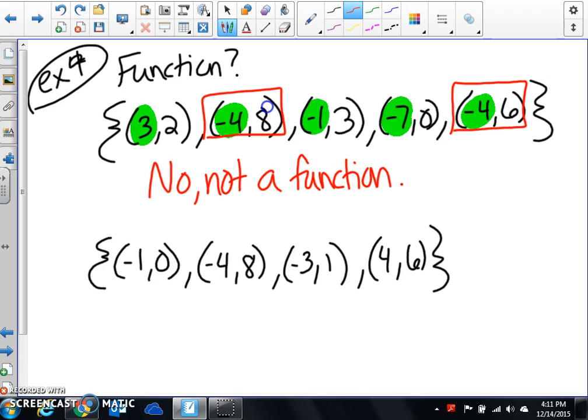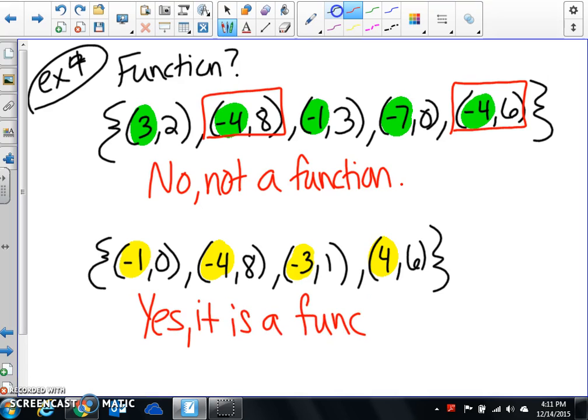All right, now let's go down here. Same thing. I highlight my x values. Okay, I go through. Does -1 repeat? No. Does -4 repeat? No. Does -3 repeat? No. Does 4 repeat? No. So yes, it is a function. Everybody was hanging out with a different person, so we're good to go. Yes, it is a function.